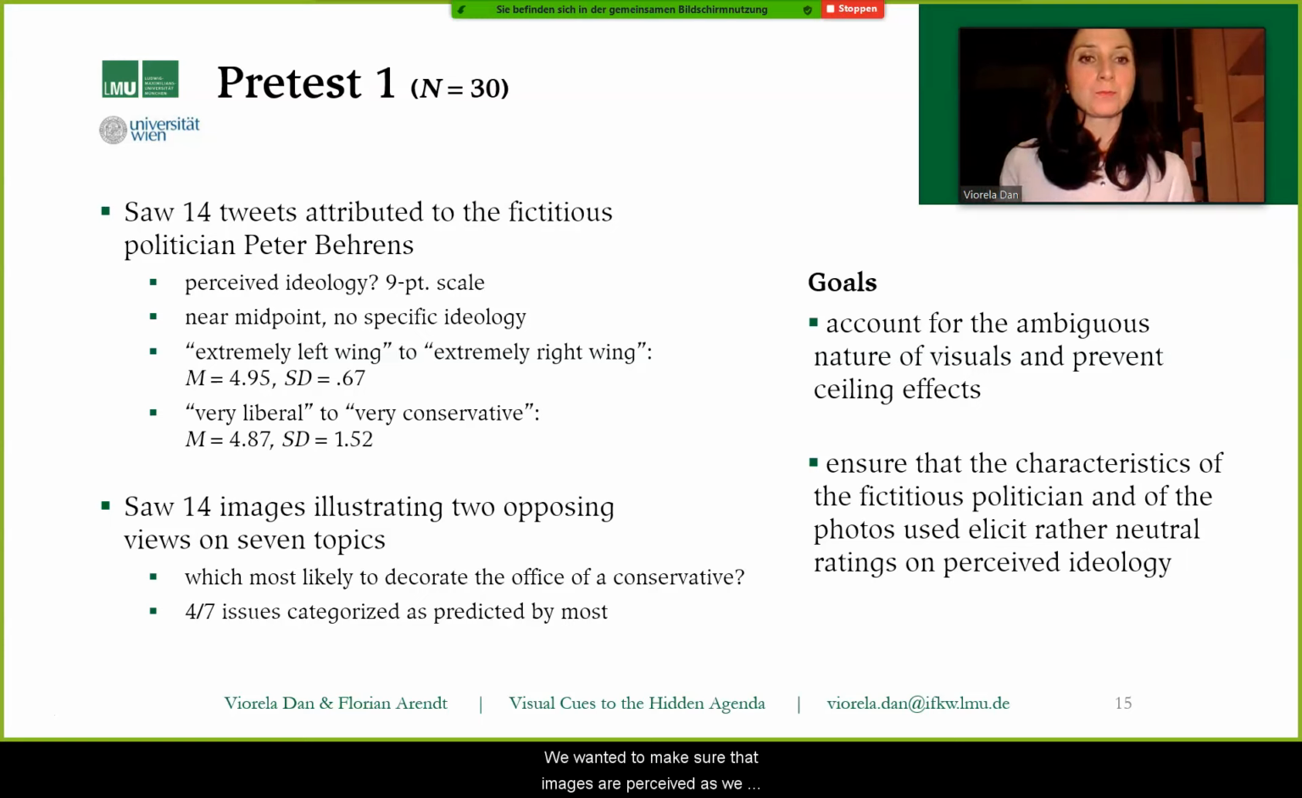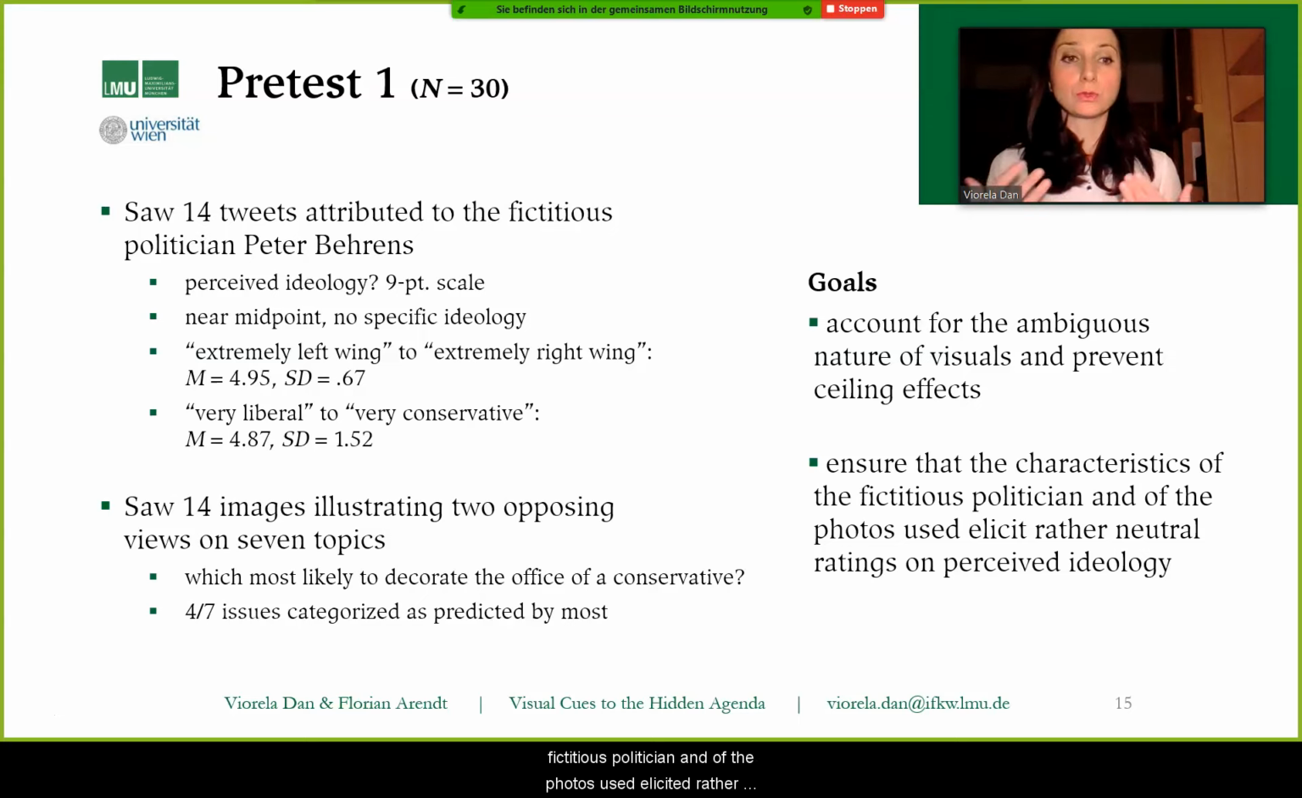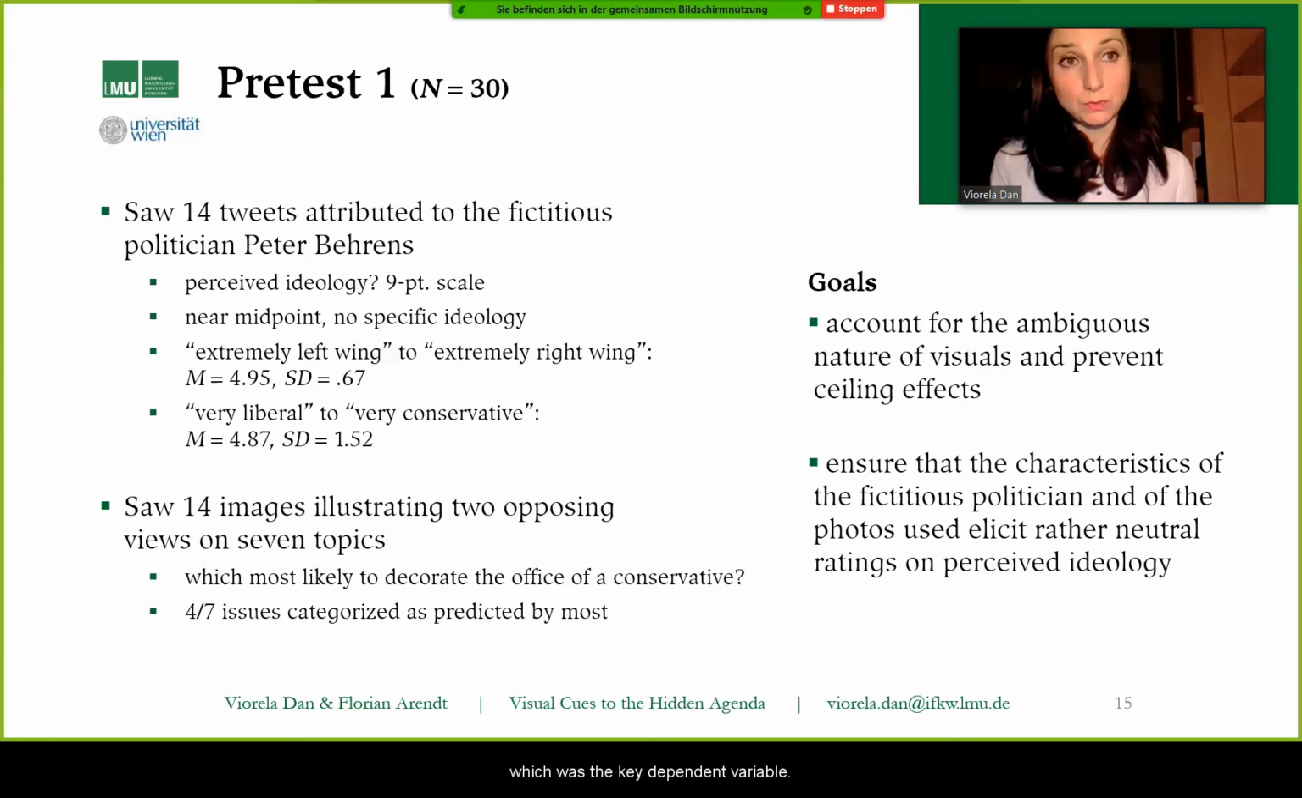Thus, we wanted to make sure that images are perceived as we expect them to be, and also wanted to ensure that the characteristics of the fictitious politician and of the photos used elicit rather neutral ratings on perceived ideology, which was the key dependent variable.